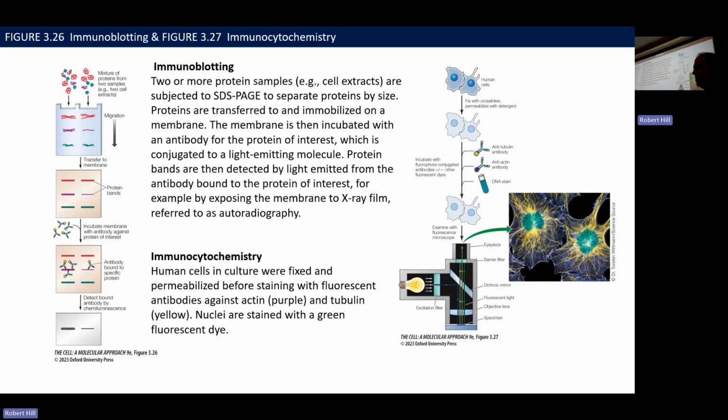But you can't probe the gel with an antibody. It just doesn't bind. So you have to move those proteins to a piece of paper, just like in northern and southern blotting. So we use a piece of nitrocellulose to do that. Right? It's like a polar membrane that proteins will stick to. And now we can probe the piece of paper with the antibody.